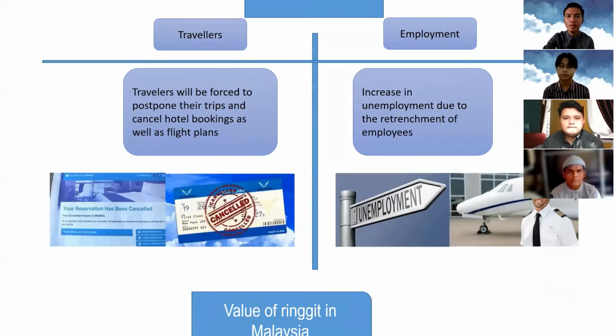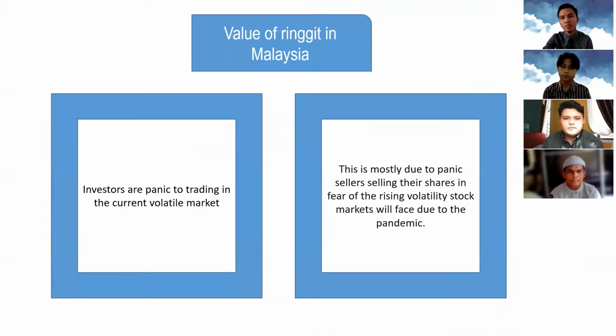Next. COVID-19 will also have a huge impact on the value of the ringgit in Malaysia as a result of investors who are panic selling to avoid trading in the current volatile market. The fall of tourists in Malaysia and the decline in global crude oil prices will reduce the demand for the ringgit, causing its value to drop.